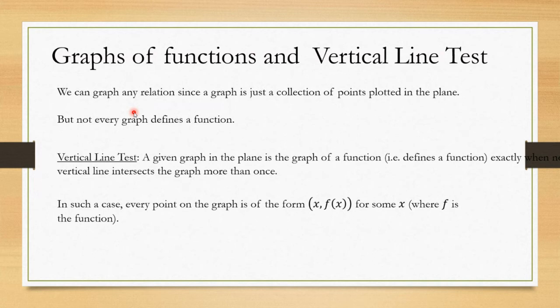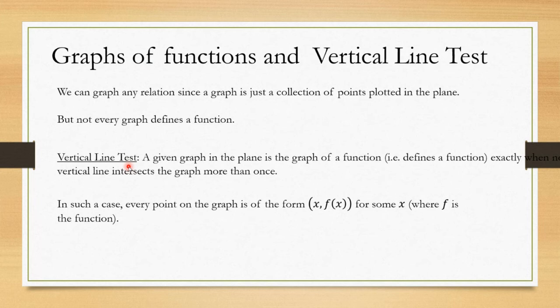So that should indicate to you that certain relations can give us functions. So certain graphs can give us functions. So there is that connection. You have to be careful because just like there are relations that are not functions, there are graphs that are not functions. And that's where this vertical line test comes into play. Basically, the vertical line test is a way to determine if a graph you draw in the plane is the graph of a function.